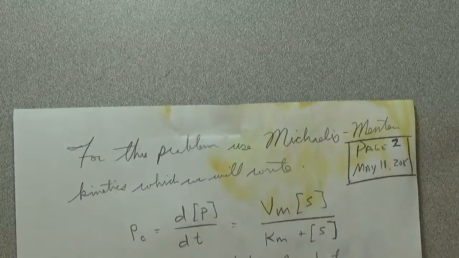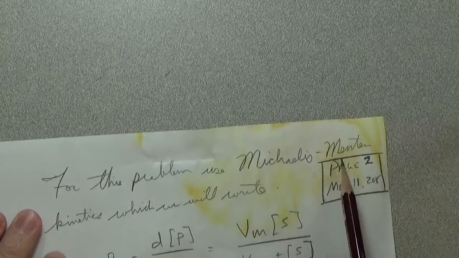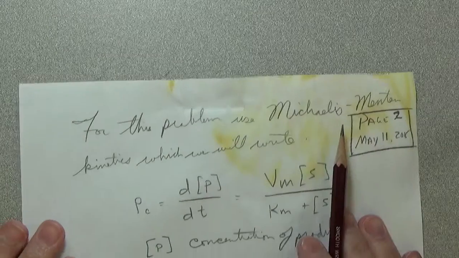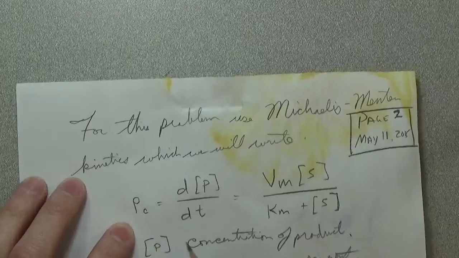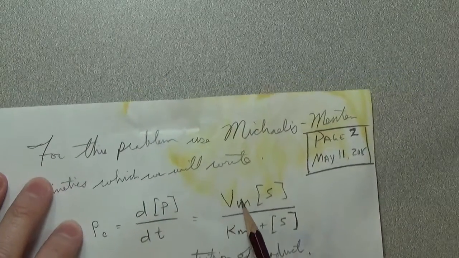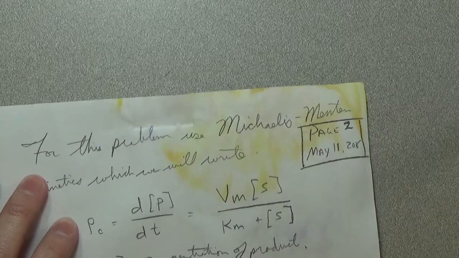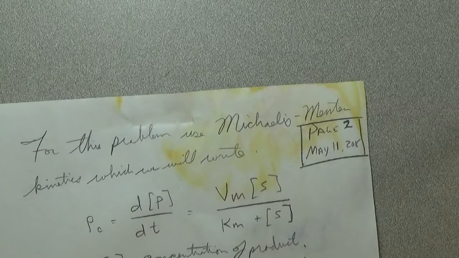So let's talk about this mass generation or mass subtraction. The mass generation term, we're going to use what's called Michaelis-Menten kinetics. And Michaelis-Menten kinetics say that the change in concentration of product per time is some Vm times the concentration of reagents divided by Km plus the concentration of reagents.